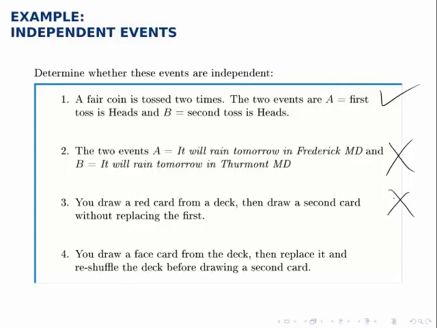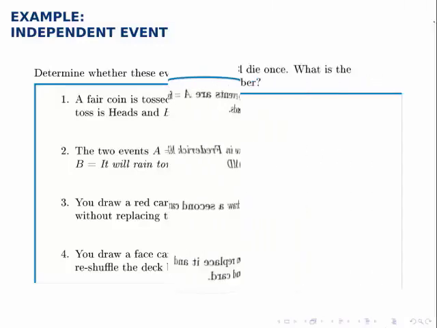In the fourth one, though, if I draw a face card and then replace it and reshuffle the deck before drawing a second card, that makes the two events independent, because by replacing the card and reshuffling it, I've returned all the probabilities back to where they were. In other words, the deck looks the same as it did before I drew the first card. There's still 52 total cards, and all the cards are back in the deck. So those events are independent. So drawing without replacement, like in number 3, the events are not independent, but drawing with replacement, the events are independent, like in number 4.